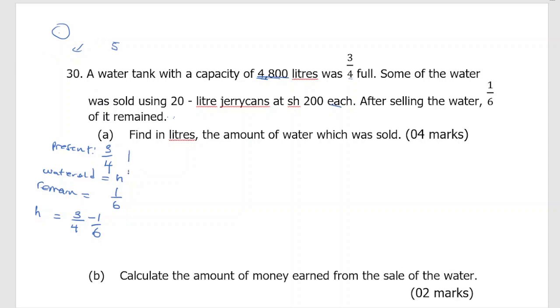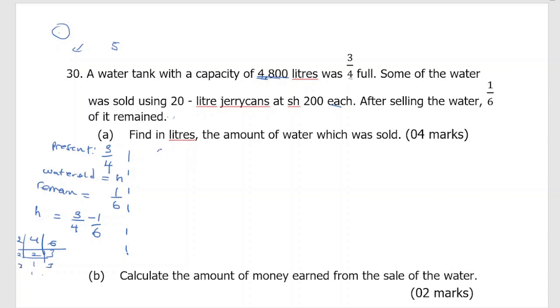Therefore we are now going to subtract this. Therefore what is our LCM? The LCM of 4 and 6. I think this one is very easy. It is 12.